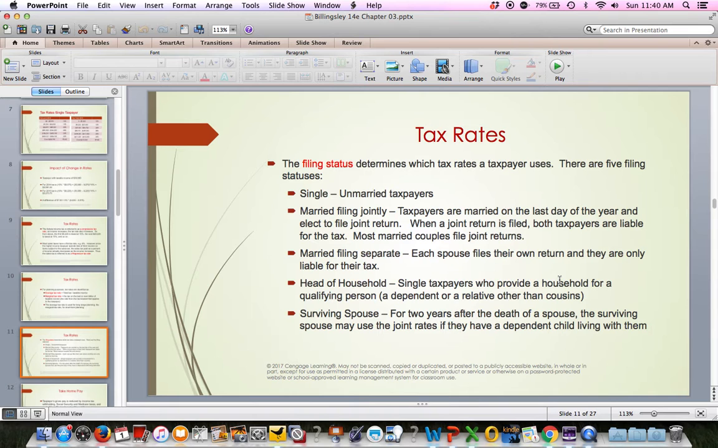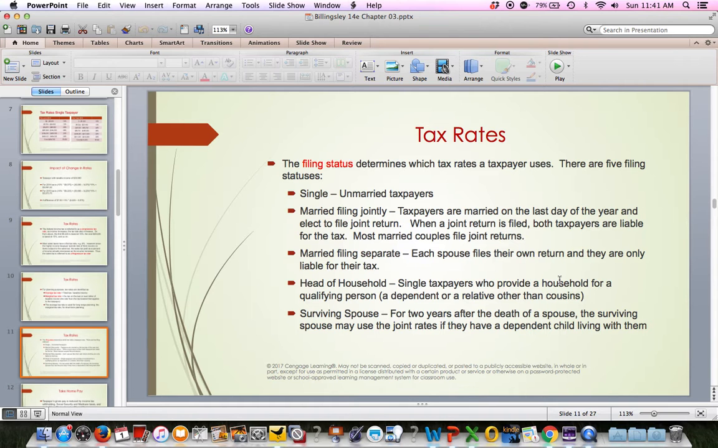The filing status also determines how much tax you pay. There's basically 5 categories: single, which is unmarried; married filing jointly, 2 people who are married filing a joint return. Most married couples do file a joint return. You can also do married filing separate, though, if you would like to. That's a possibility.